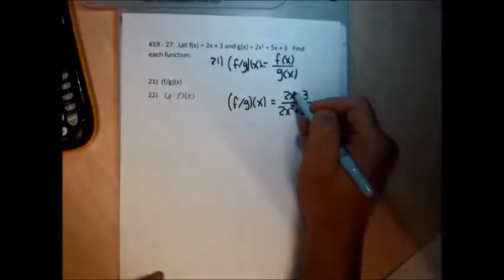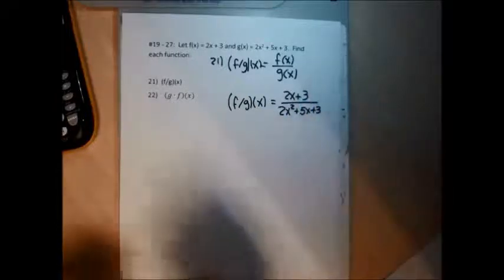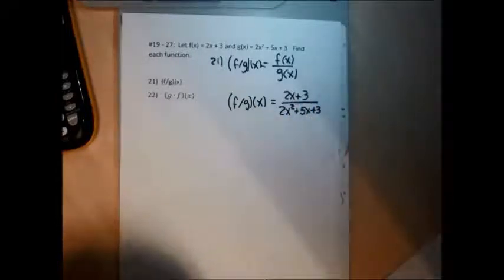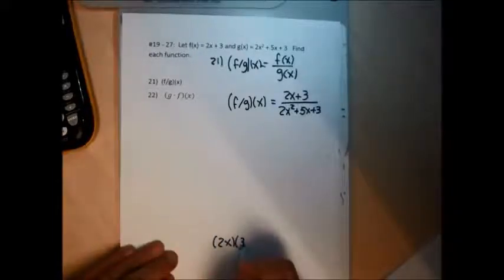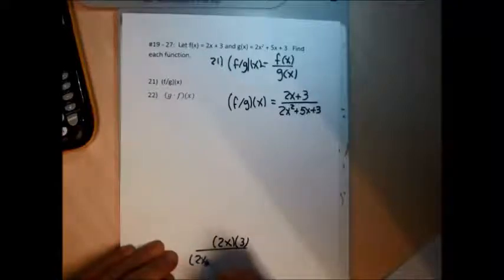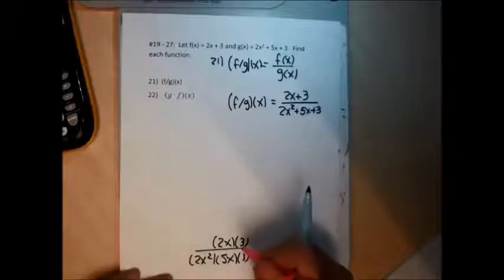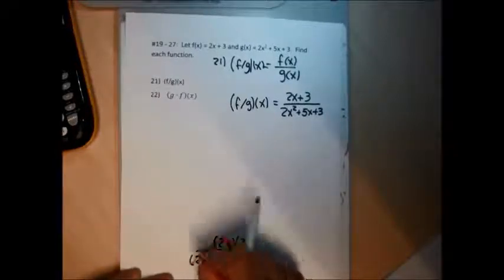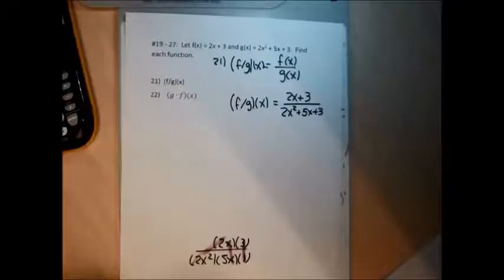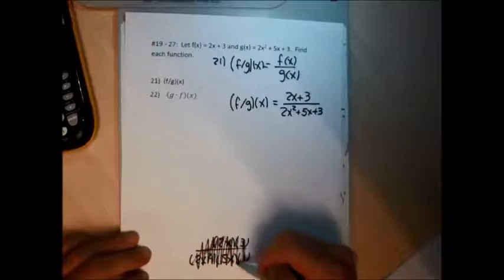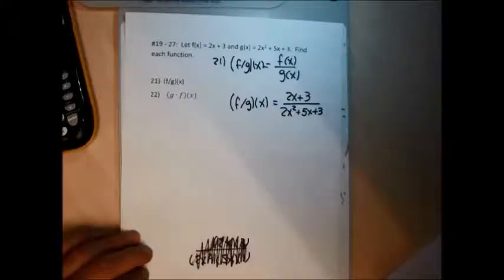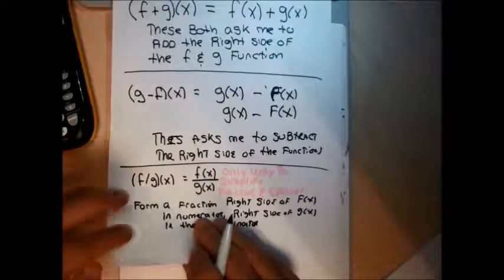So I can't cancel the 3's. I can't cancel the 2x with the 2x squared. You can only cancel fractions like that if there was straight multiplication. If the numerator was like 2x times 3 over 2x squared times 5x times 3, then you could cancel the 3's. I could actually cancel these x's and I could cancel those 2's. But once there's pluses or minuses between numbers and letters, you can't cancel. The only way you can cancel a fraction when there's adding or subtracting in the numerator is if you can factor and cancel. So let me attempt to do that.